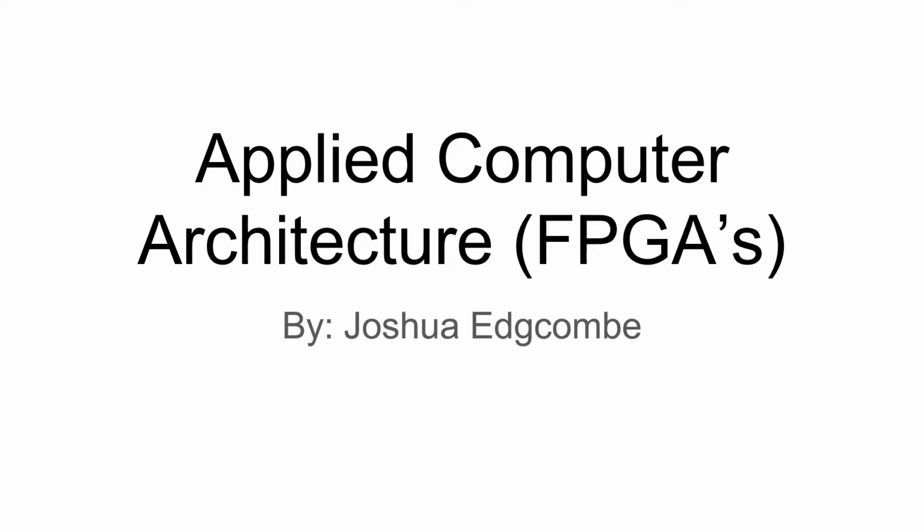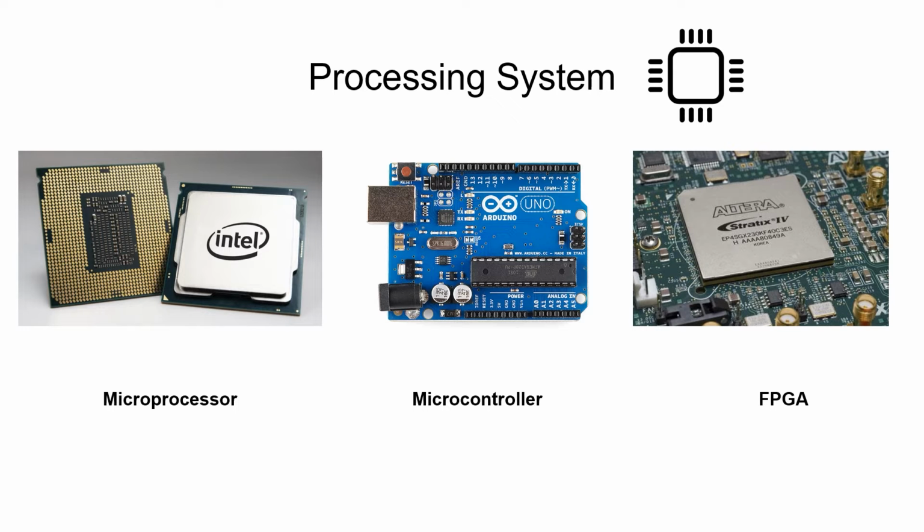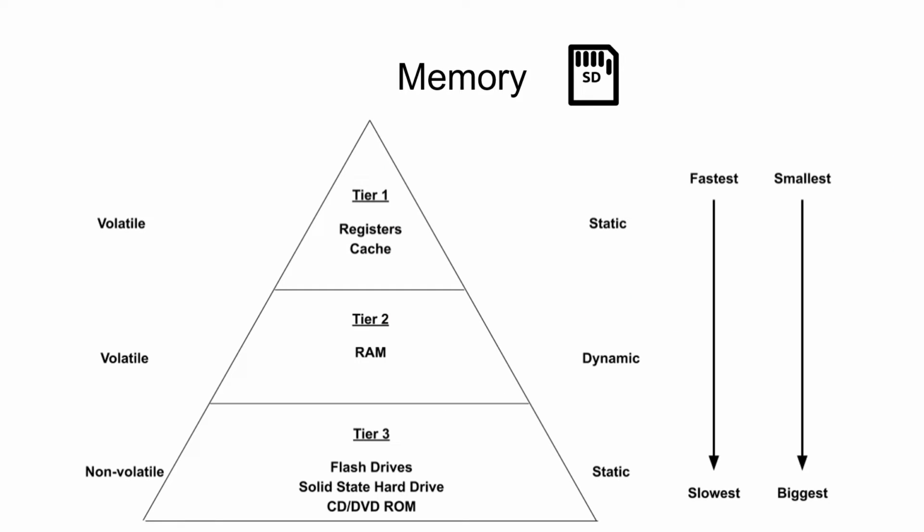Hi, my name is Joshua Edgecombe, and today I'll be talking about how computer architecture can be applied to an FPGA. There are three core components to computer architecture: the processing system, memory, and I/O. The processing system can be any unit, module, or component which processes data. In modern systems, this will generally be either a microcontroller or microprocessor, but could also be an FPGA, or a module within an FPGA. The memory can be any unit, module, or component which stores data.